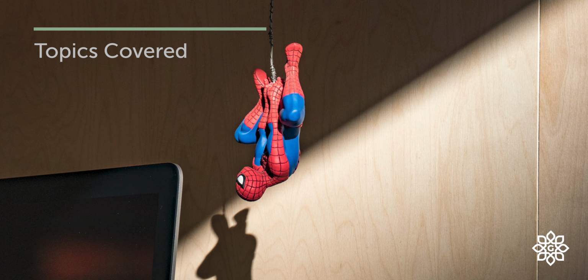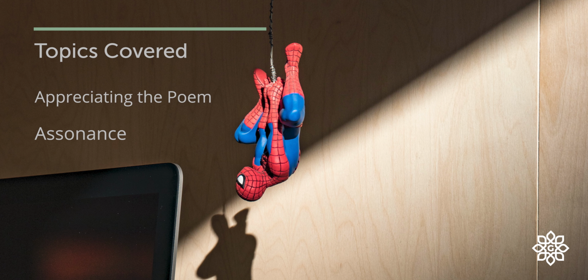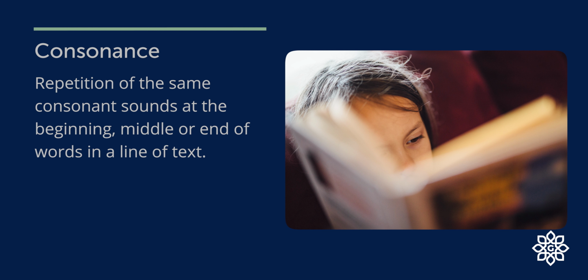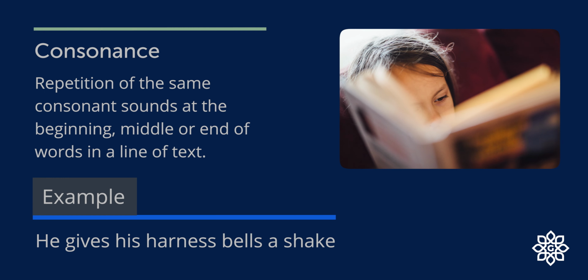In this class, we will be learning about analyzing a poem using a technique called assonance. In our last poetry class, we learned about the literary device consonance. Consonance refers to the repetition of the same consonant sounds at the beginning, middle, or end of words in a line of text. For example, "he gives his harness bells a shake." Here, consonance is the repetition of the consonant sound S in the words gives, his, bells.